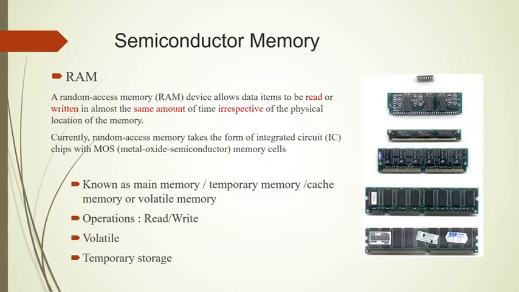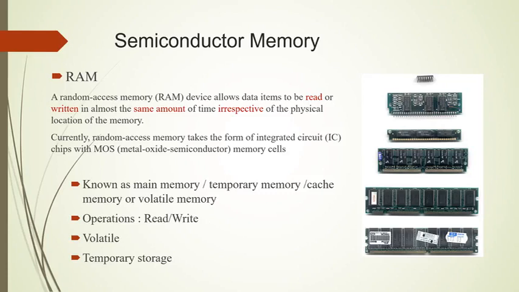The device allows data items to be read or written in almost the same amount of time irrespective of the physical location in the memory. Currently random access memory is made from integrated circuit (IC) chipsets and MOS, metal oxide semiconductor, memory. That is the technology they use. It is known as main memory.